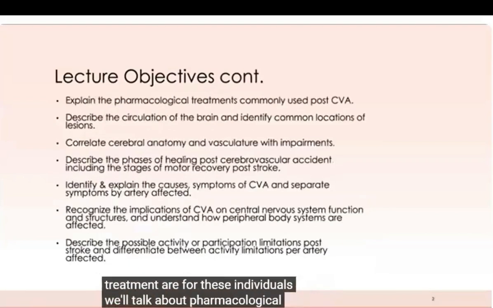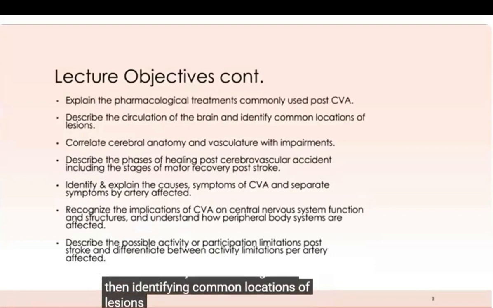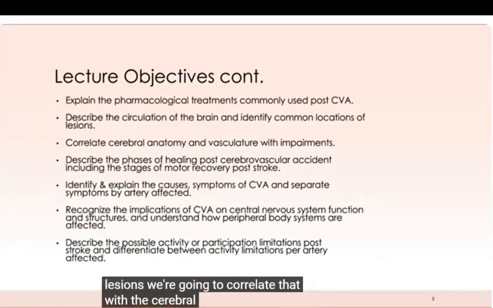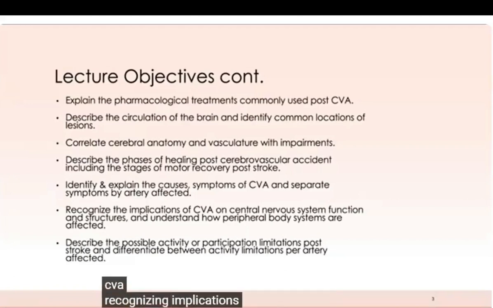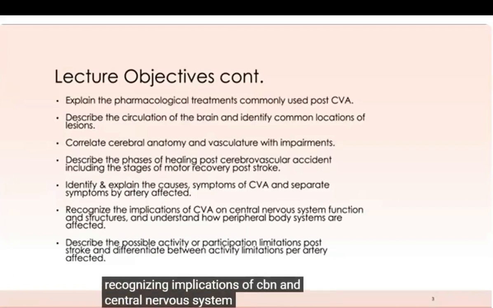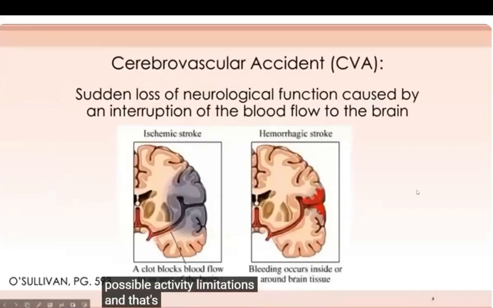We'll talk about pharmacological. I found the best way to do this is by applying it to a specific stroke. Describing the circulation of the brain. Okay, Circle of Willis, one of my favorite things. And then identifying common locations of lesions. We're going to correlate that with the cerebral anatomy and also talk about the phases of healing, describing and explaining causes and symptoms of CVA, recognizing implications of CVA on the central nervous system, describing possible activity limitations, and that's quite a lot of objectives, right?